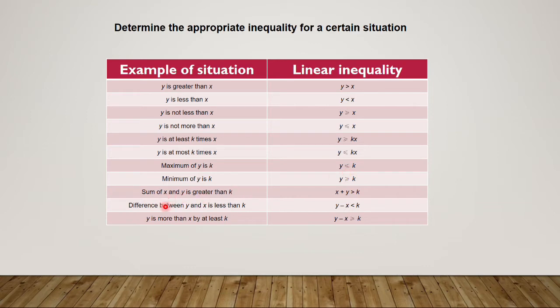And then the last three are a bit different here. Sum of x and y is greater than k. So sum means x plus y. So you can see x plus y is greater than k. And then difference between y and x is less than k. So difference means you minus, right? So y minus x is less than k. And then y is more than x by at least k. So y is more than x means y minus x. At least means greater than or equal to. So y minus x is greater than or equal to k.